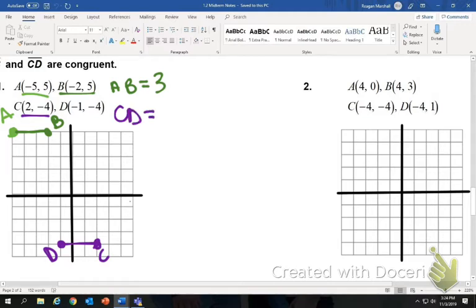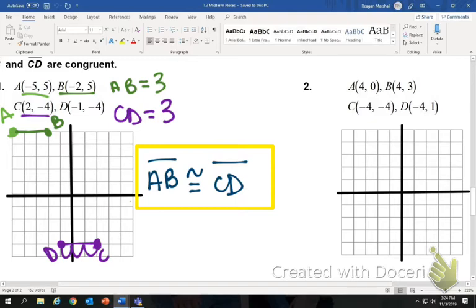So CD equals 1, 2, 3. The length is 3. So congruent means they're the same length, and they are. So we're going to say line segment AB is congruent to line segment CD, because it's asking if they are congruent in the directions.